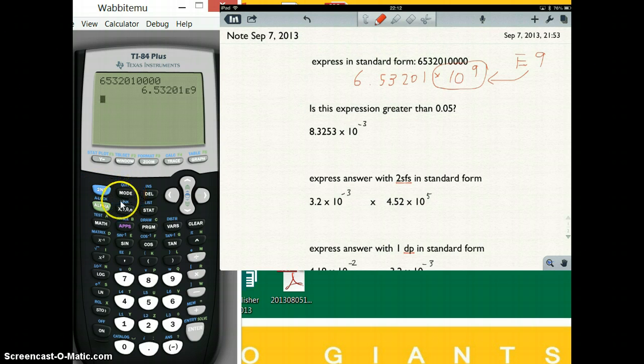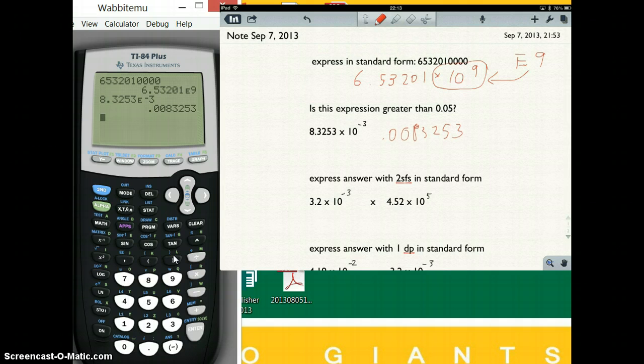Second quit. And I'm going to enter this standard form number 8.3253. Now we're going to put times 10 to the whatever, which is second EE, and I'm going to put negative 3. You got to use the negative and not the subtract here, and then it comes out as a regular number because the display mode is regular number. And so let's see, I'm going to write down the answer, which is 0.0083253.